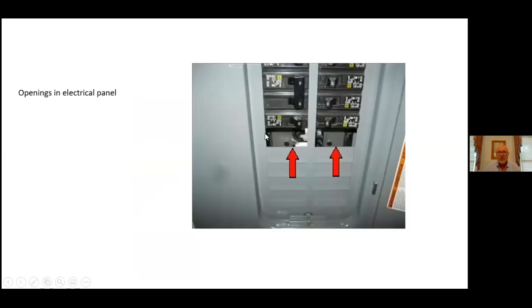Again, just plain openings. They're called blanks, and they come in several sizes that could easily fill this opening. We don't want anybody being able to put their fingers into these opening spots right here in the electrical panel.